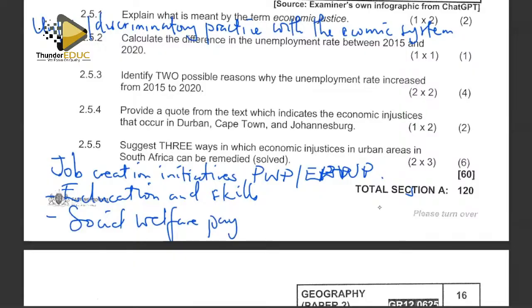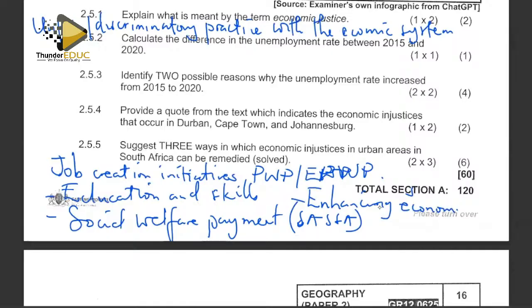To address the problem of poverty and inequality, the government can try to improve the level of welfare through social welfare payments, through SASSA. And also what can be done, the government must put in place enhancing economic growth, must put initiatives to ensure that the economy grows and productivity increases and more businesses expand their production. It's like that they employ more people.